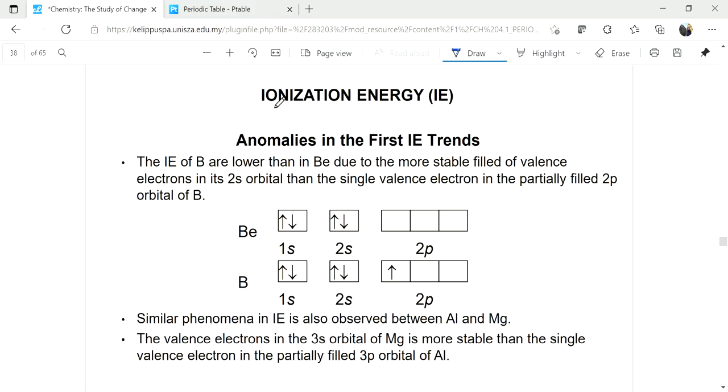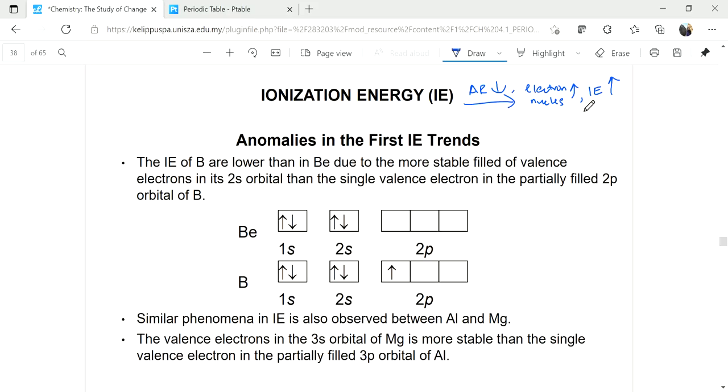So the general trend is that across the period, atomic radius decreases, so the electron is tightly held to the nucleus. The attraction to the nucleus is higher, and the ionization energy is higher. We need more energy to remove the first electron. So this is the general trend across the period.